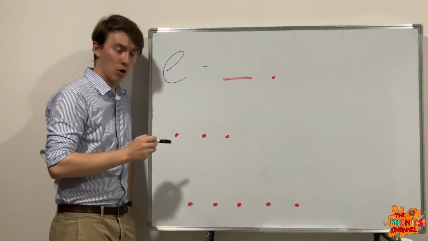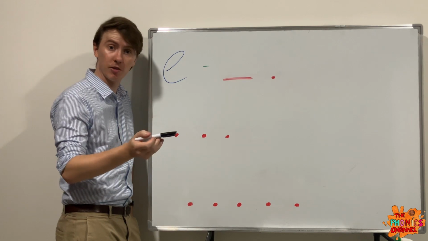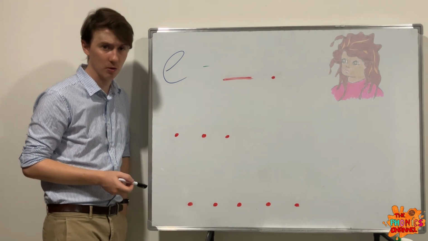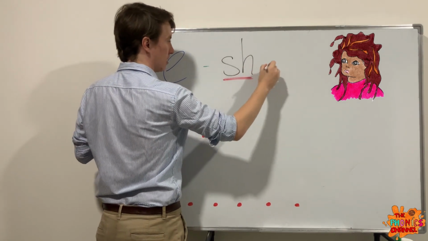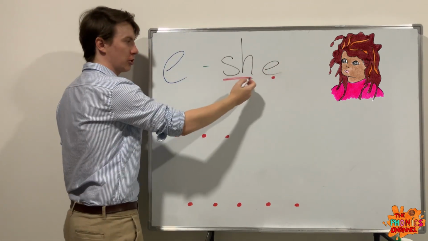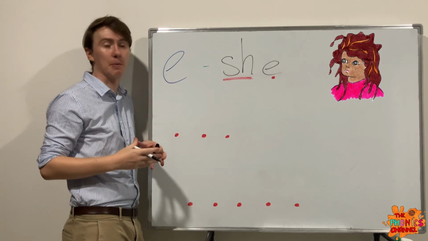Okay, so words with this single letter E sound, the first one is she. She, sh, e, okay? Sh, e, she. 3 letters, 2 sounds. She is happy.